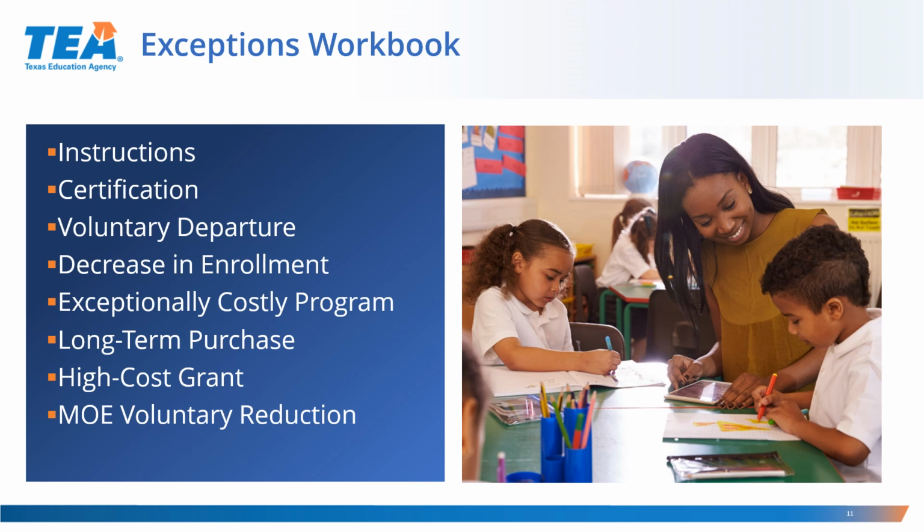The exceptions workbook contains several tabs. The first is instructions on how to complete the report workbook. The second is a certification which needs to be completed and submitted separately. The next are the 5 allowable exceptions. Each exception has its own tab for completion within the workbook. And the last tab is the MOE voluntary reduction, which you have to apply for, and there is a list of eligible LEAs on our website.